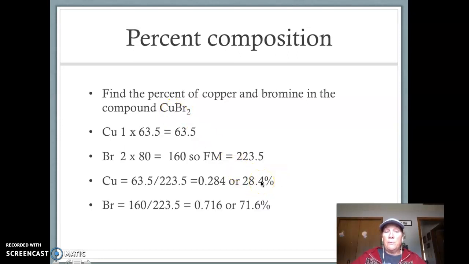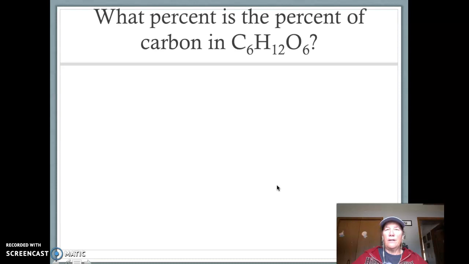Okay? And then for bromine, you do the same thing. You take the mass of bromine, 160, not its mass from the periodic table, but the total in that compound. So 160 divided by 223, and you get 0.716 or 71.6%. And if you look at these two numbers, if I add those together, I get 100%. Okay? So, and I have one more percent composition problem right here.